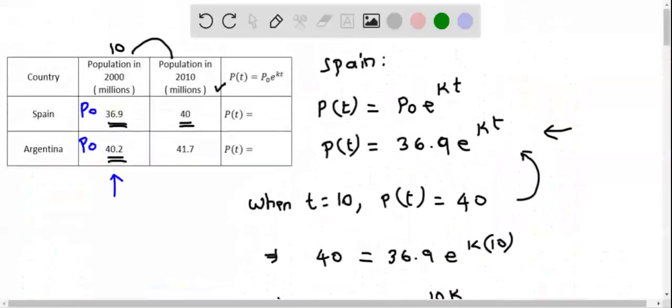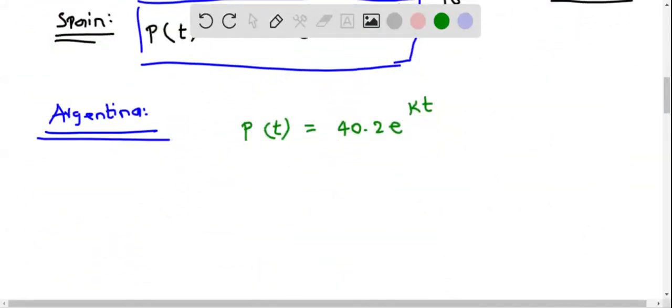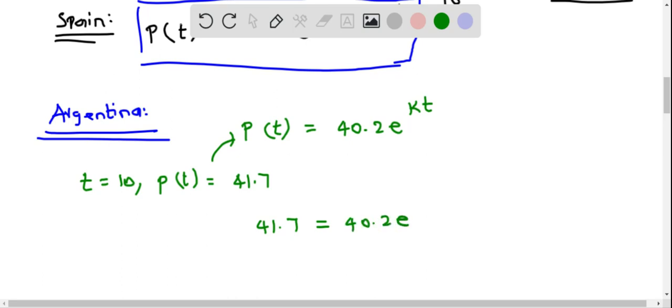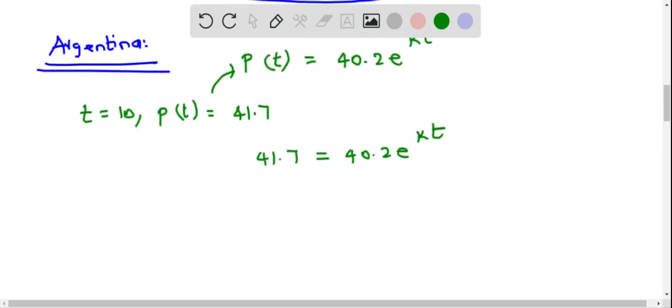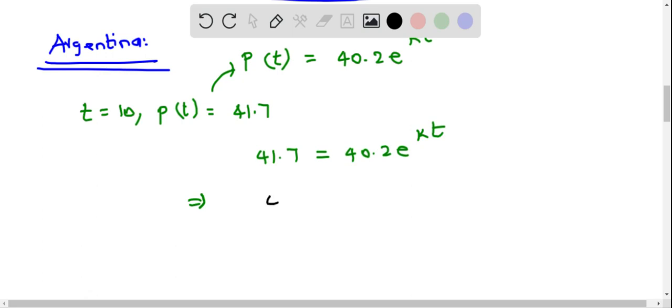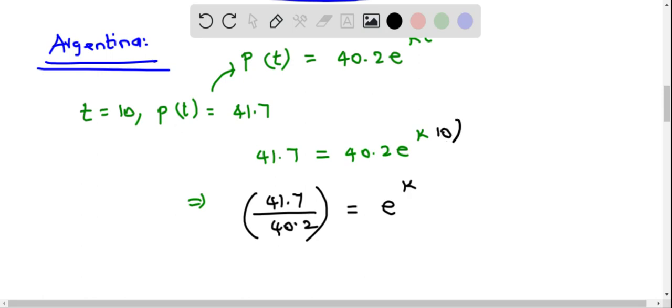We will also use the population in 2010. It has grown to 41.7 million. So we can see that for t equal to 10, the population has grown to 41.7, which we will replace into this model. I'm going to replace P of t as 41.7. This is equivalent to 40.2 e raised to the power of kt. First we divide both sides by 40.2. Therefore we get 41.7 over 40.2 equal to e raised to the power of kt. We replace t by 10, so this becomes 10k.